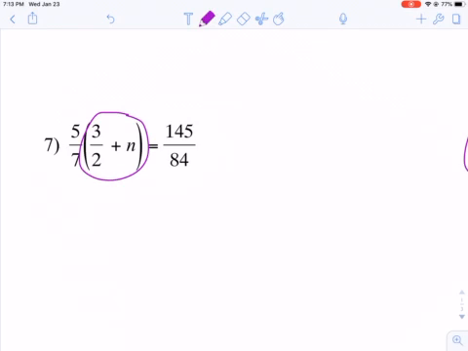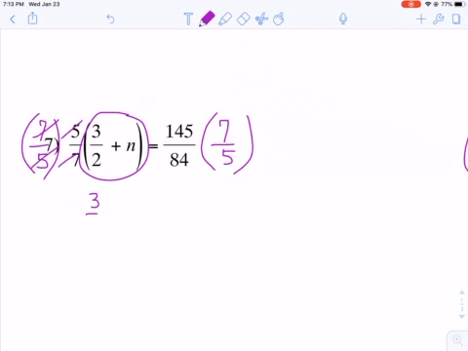Now, since this whole expression here is being multiplied by 5/7, I can get rid of 5/7 by multiplying by the reciprocal, which is the same thing as dividing by 5/7. It's multiplying by 7/5. So, by doing this, that enables me to cancel this out, and on this side, I'm just left with 3/2 + n.